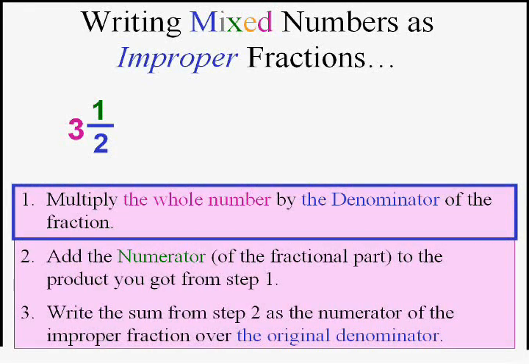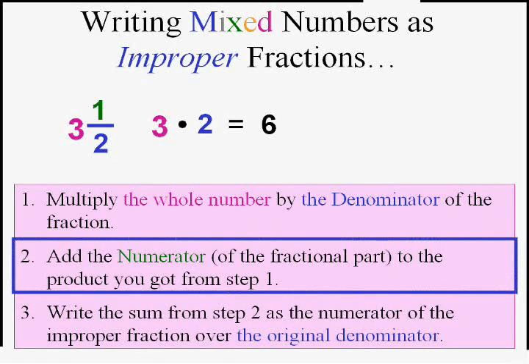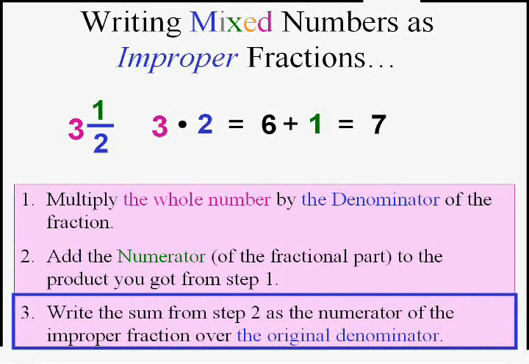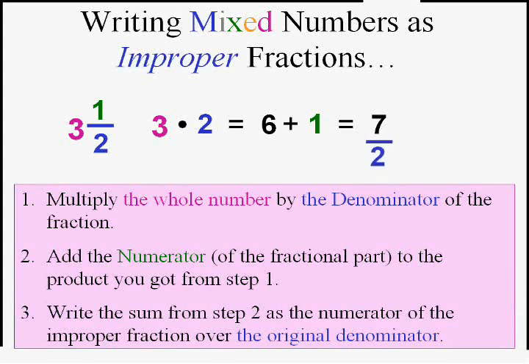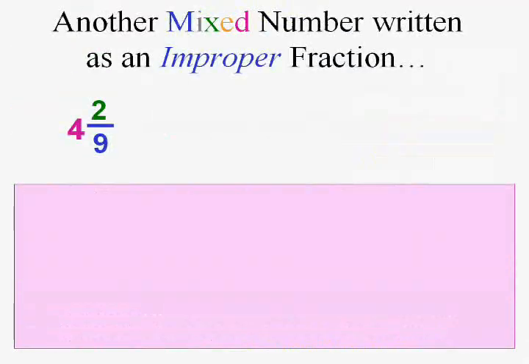So let's multiply the whole number by the denominator, and then add the numerator to the product you got, and then we write that answer over the original denominator. And there it is. 3½ is 7/2. Note that you now have an improper fraction. The numerator is larger than the denominator. Thank you, sir. May I have another?